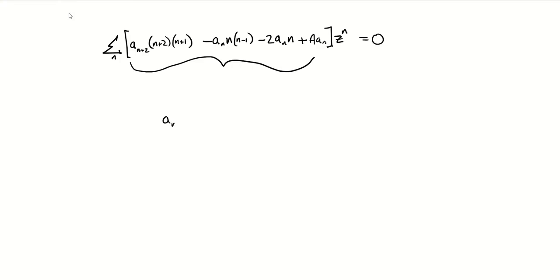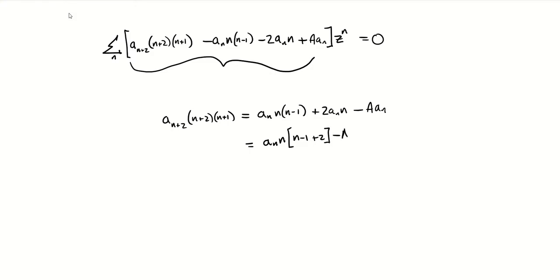We leave the a sub n plus 2 term on this side, times (n plus 2)(n plus 1), and that's going to be equal to a sub n times n times (n minus 1), plus 2 a sub n times n, minus a times a sub n. Simplifying that right-hand side, we get a sub n, which we factor out, times n times (n minus 1 plus 2), minus a. This ends up being n times (n plus 1), minus a, and we divide by this side.